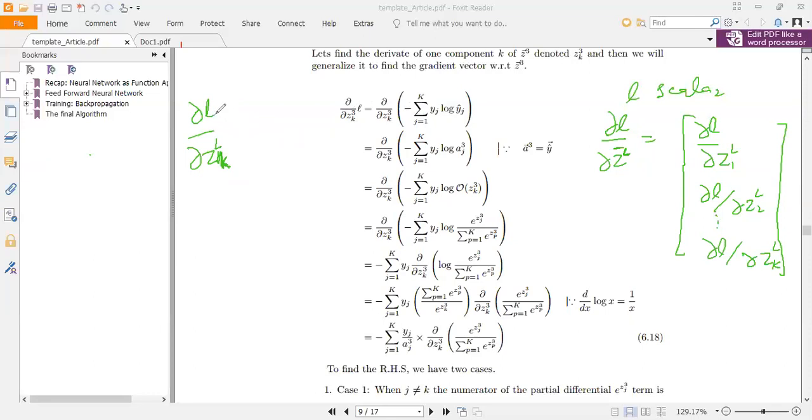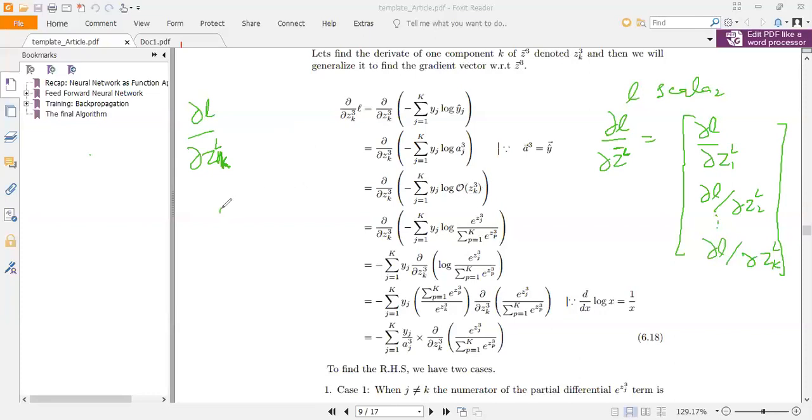Instead of L, we can substitute the value of L, that is minus summation j running from 1 to K of yj log of yj cap. Now yj cap is nothing but the last layer activation, so that is why I wrote it as aj of 3. Now aj of 3 is nothing but the output of the softmax. Fine. So that is here.